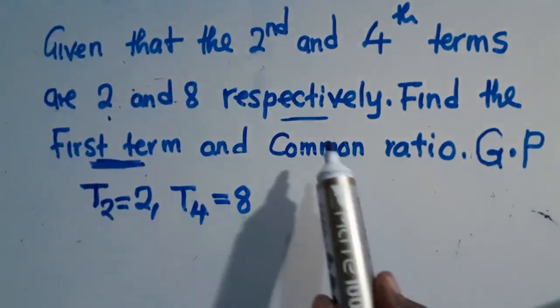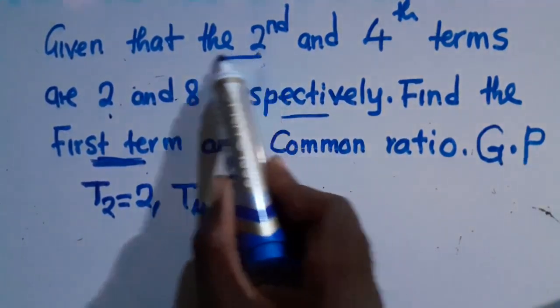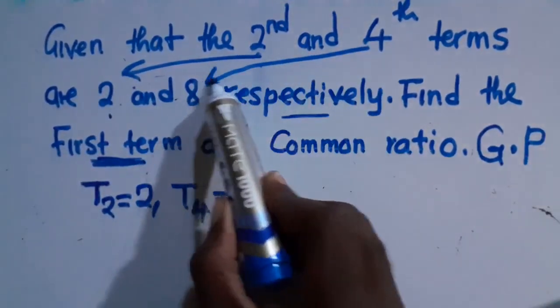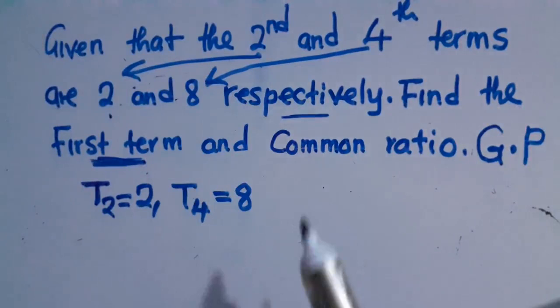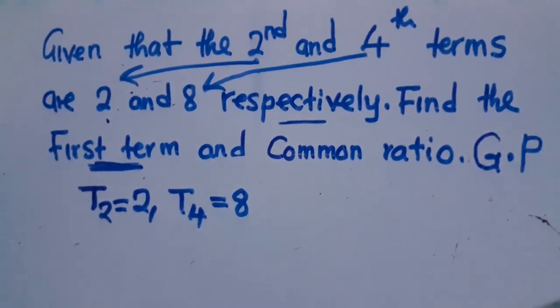When you hear the word respectively, it means the first to be mentioned should go with the first there, and the second should go with the second there. So now, this is what we have. You form simultaneous equations. Whenever you see this particular question in an exam, just know that to solve this in an easy way, you need to form simultaneous equations.